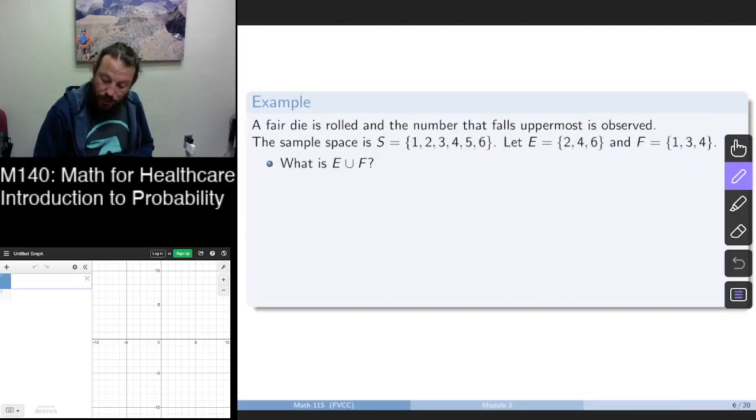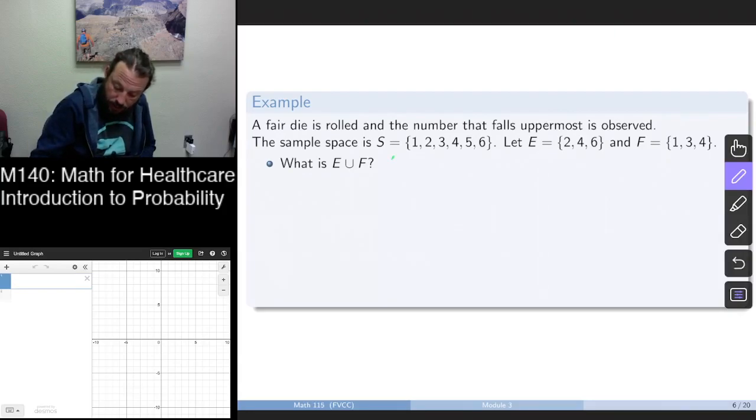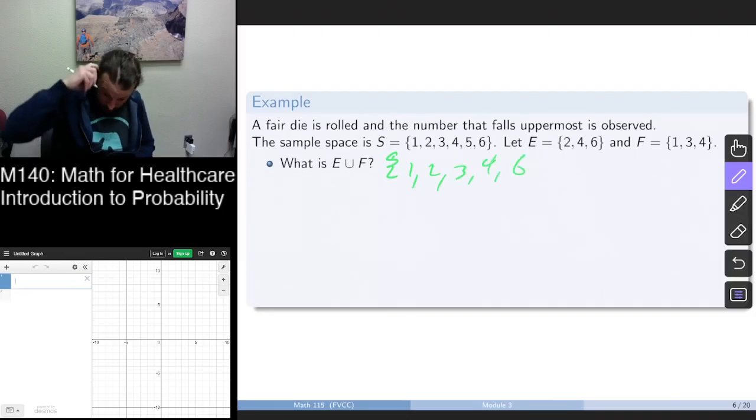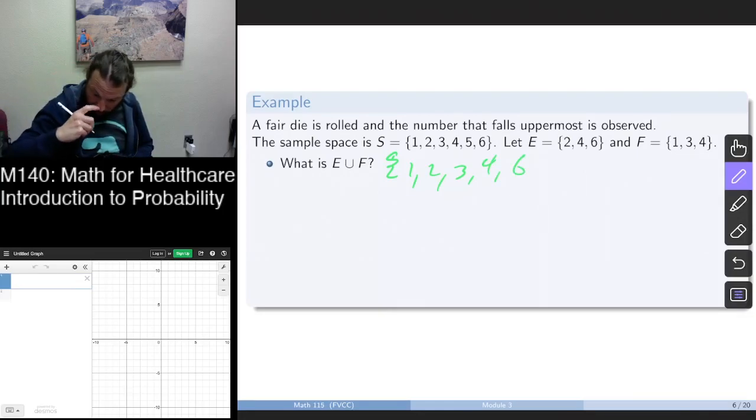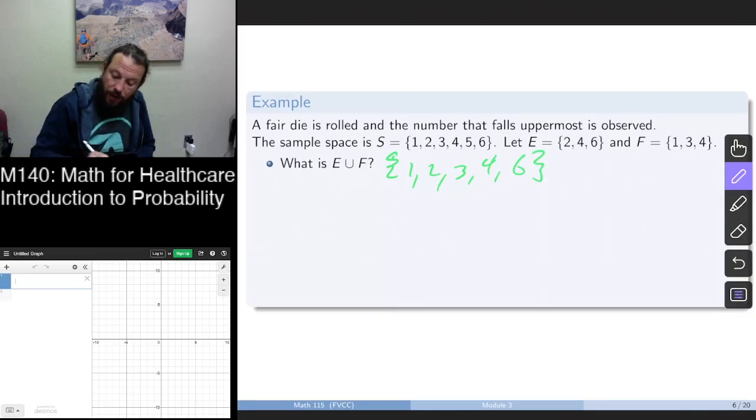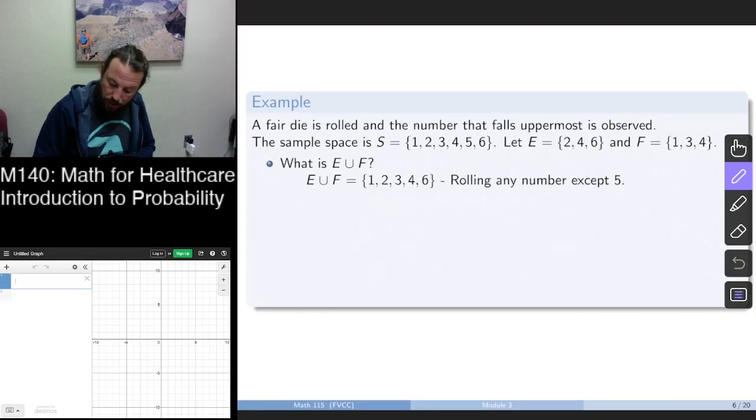What is E union F? Well, that's the event that we get a 1, a 2, a 3, a 4, or a 6. It's just missing the 5. That's the only one that's not there, right? That's E union F. I don't have to write it in order. I did it just to see it that way, but it's not necessary. Sets are unordered.